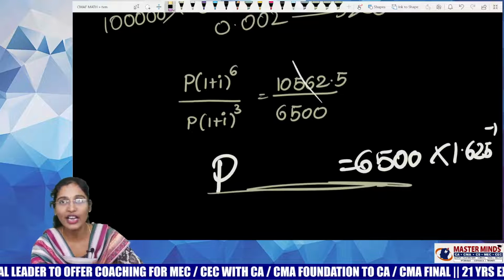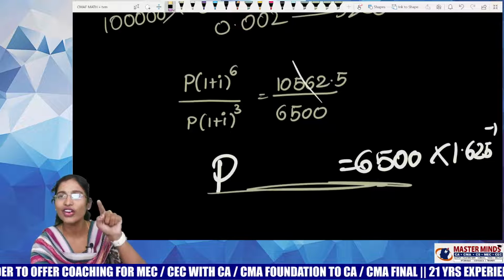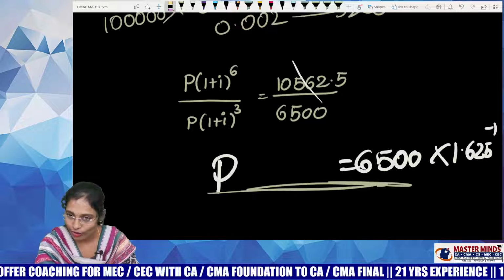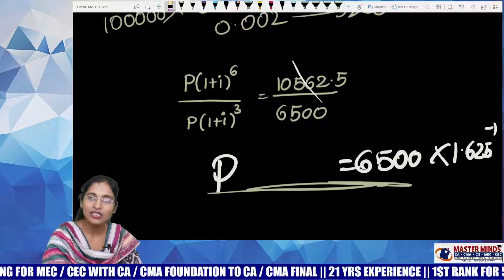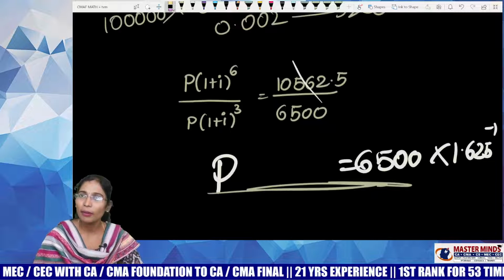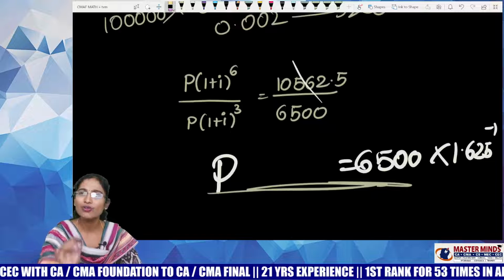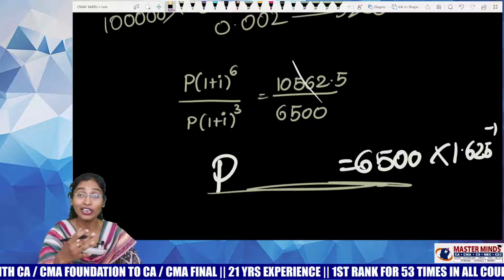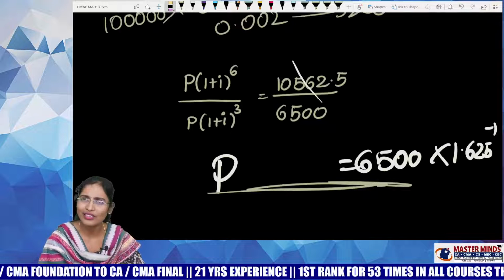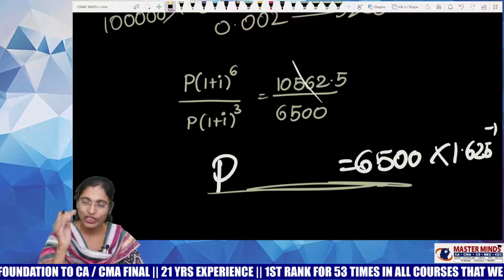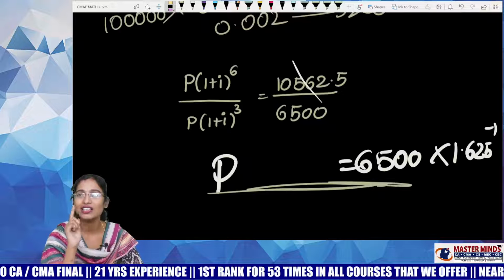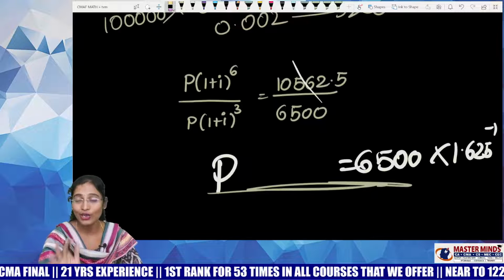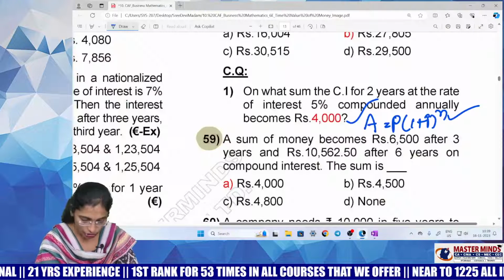1.625 is already there in my calculator. To do the inverse, I just press divided by equal to, giving 1.625 inverse into 6500. So I'll be getting my principal. Nothing is to be written on the paper. You need not write 10 or 15 steps, or 4 or 5 steps. It's about usage of the formula. If you keep your formula in your brain, it is exactly one step. That's it. So let me show you the next question.